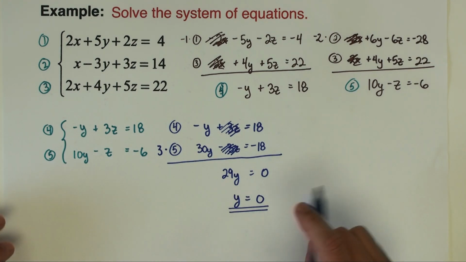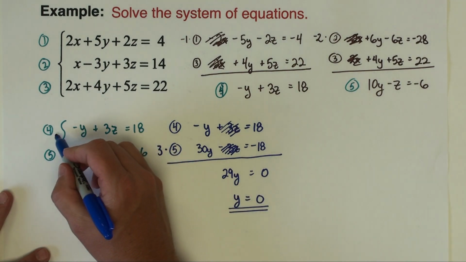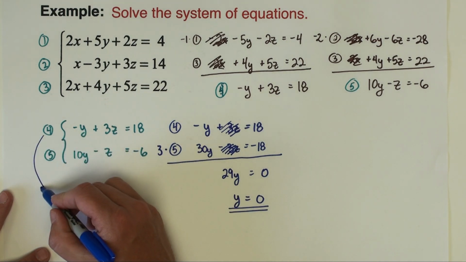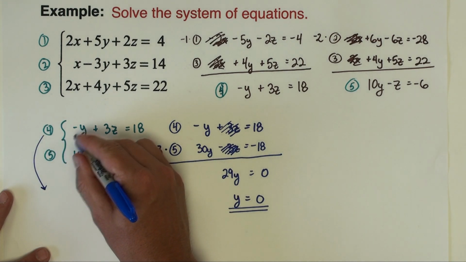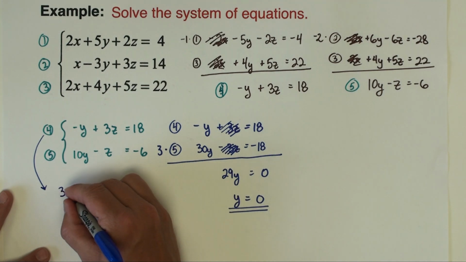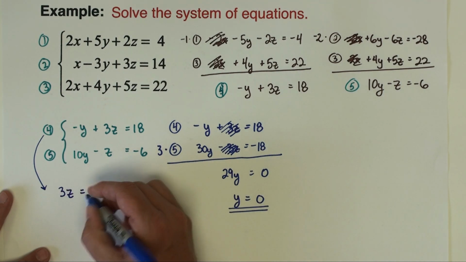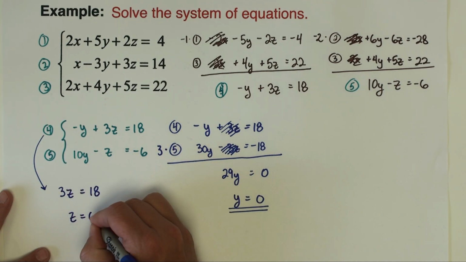Okay, so now let's find the z. I'm going to take this top equation. y is 0, so we don't even need to put it in. We just have 3z equals 18. So z equals 6.